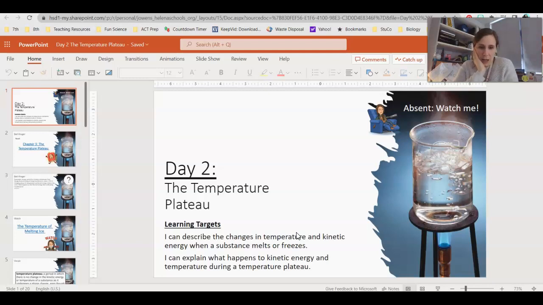And then your next learning target, I can explain what happens to kinetic energy and temperature during a temperature plateau. So that's going to be a really big concept that we're going to hit on a lot today.